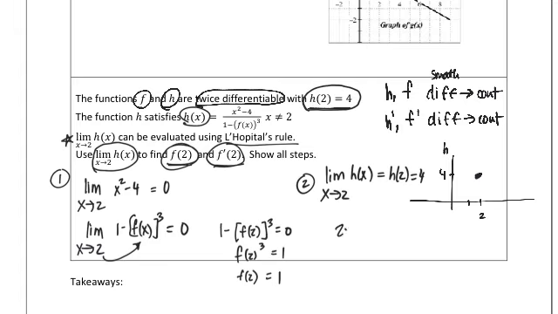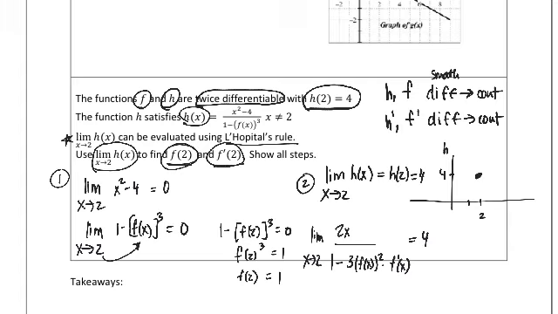And we know we can apply L'Hopital's rule. So let's apply L'Hopital's rule. We get 2x on top. And now on the bottom, we get 1 minus 3 f of x squared times f prime of x. That's applying the chain rule. And we're doing this limit as x approaches 2. And we know this is equal to 4.